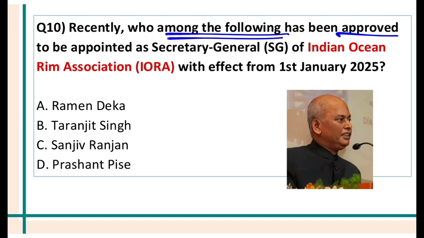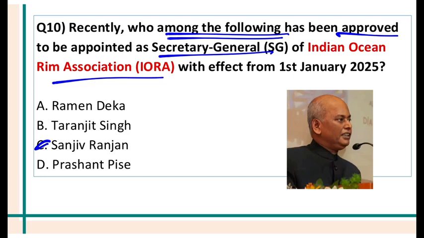Who among the following has been approved to be the Secretary General of Indian Ocean Rim Association from 1st January 2025? A very nice question. What is Indian Ocean Rim Association? Well, this is an association, a coming together of a lot of countries that I will tell you in a bit. First, the answer is Mr. Sanjeev Ranjan. Sanjeev Ranjan will be the Secretary General of Indian Ocean Rim Association for 3 years from 1st January 2025 to 31st December 2027.